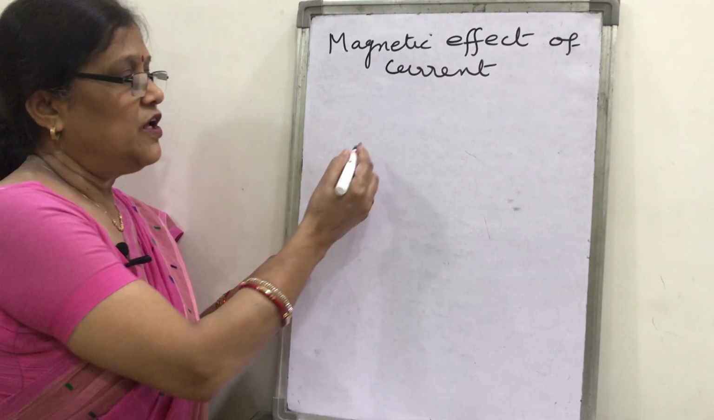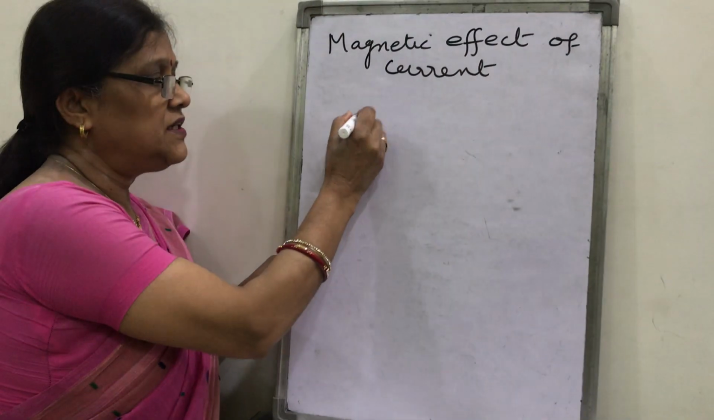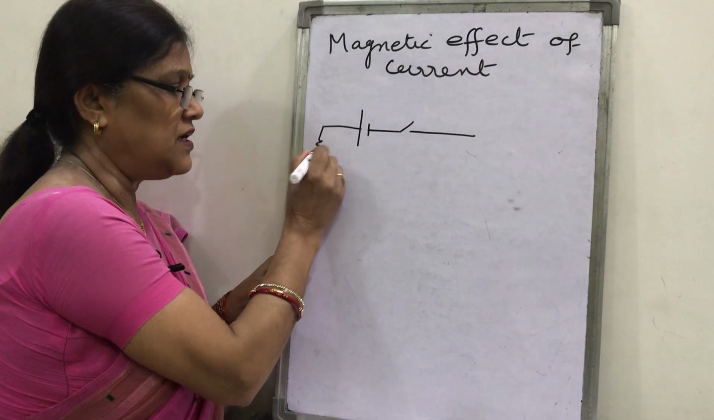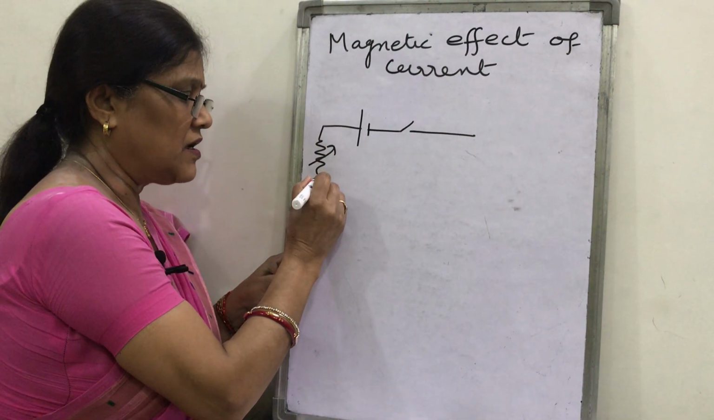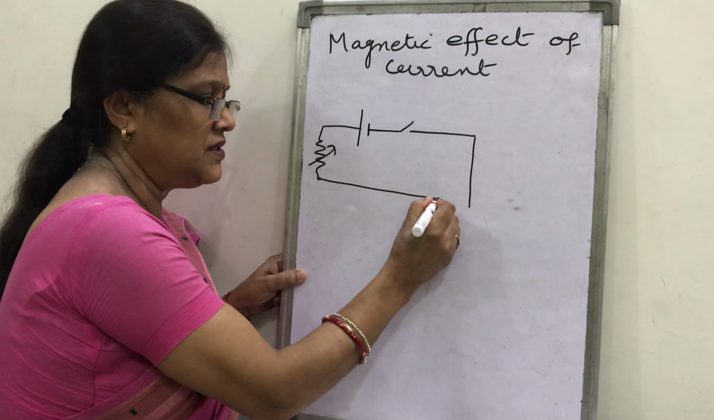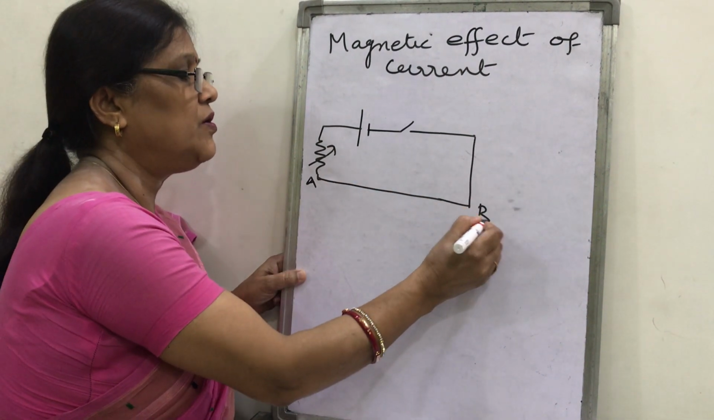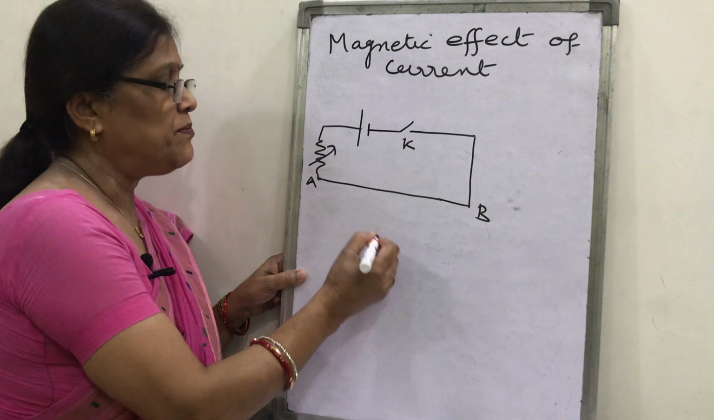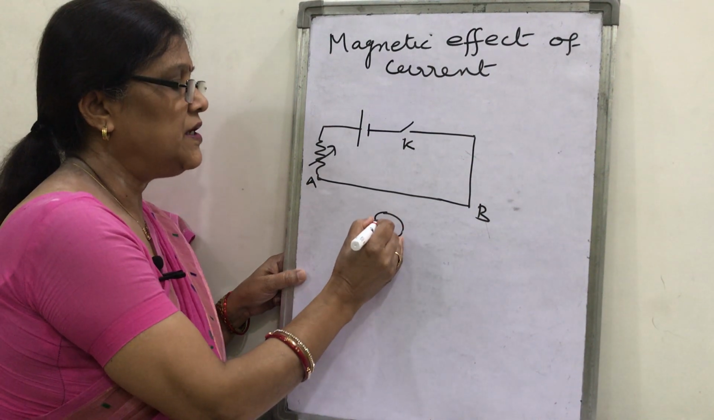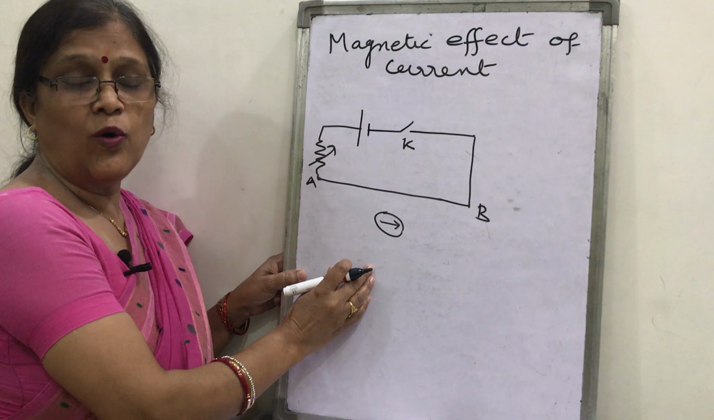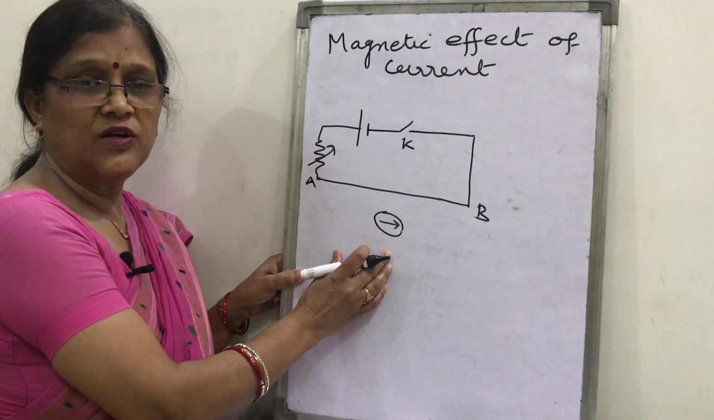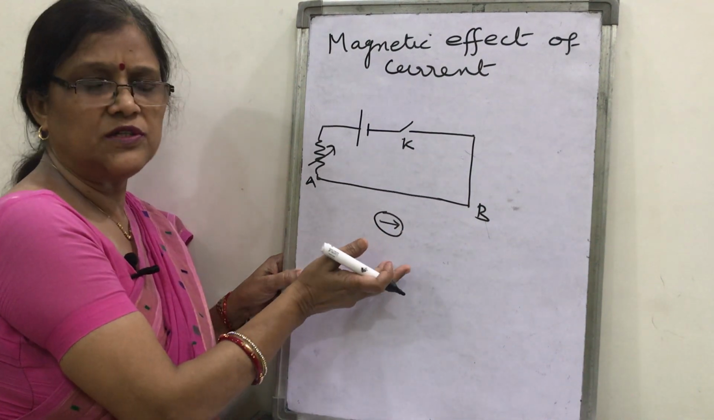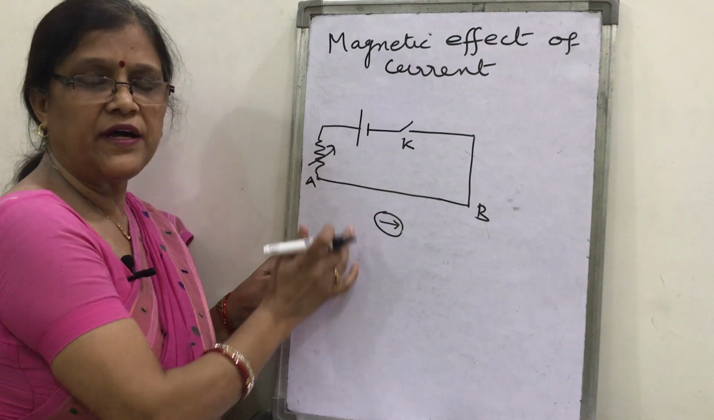Now, if there is a cell connected with a key and rheostat like this, and a conductor is connected here at the ends A and B, you will see that whenever the key is off, what happens if you place a compass needle? A compass needle is a small magnet, always resting in the north-south direction. What will you observe here? That when K is off, it rests in the north-south direction. No current is flowing through the wire.